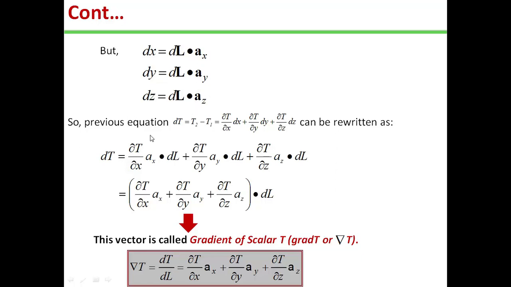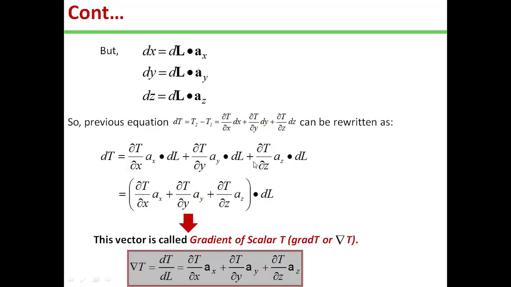So in the previous equation, dT is equal to T2 minus T1, which is equal to del T by del x dx plus del T by del y dy plus del T by del z dz, and this equation can be rewritten in this form by putting in the values of the differential lengths of x, y and z. So dT is equal to del T by del x ax dot dl plus del T by del y ay dot dl plus del T by del z az dot dl.